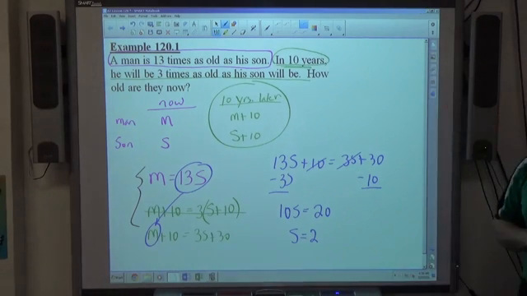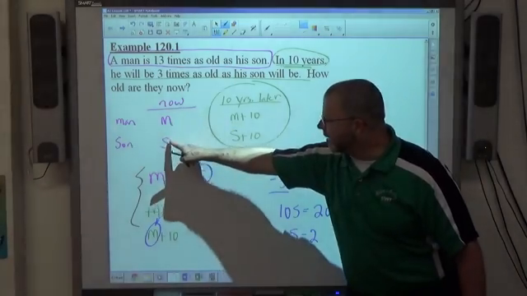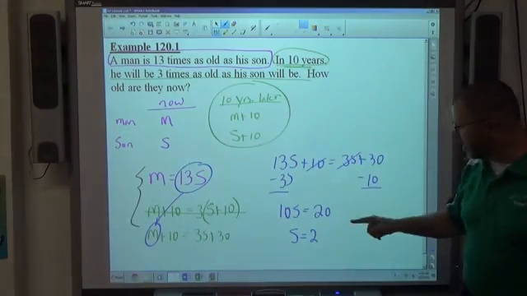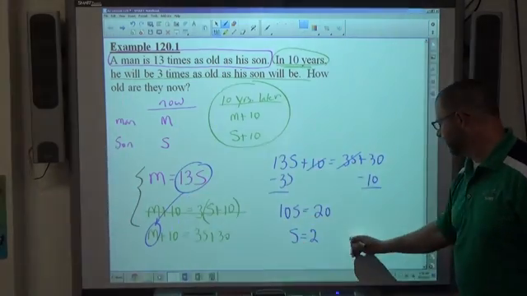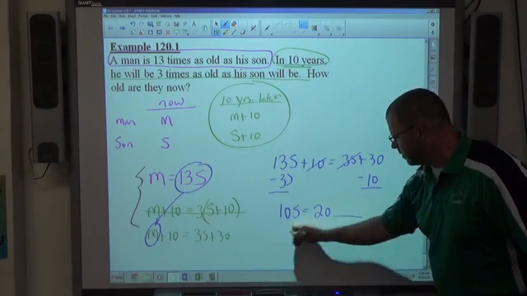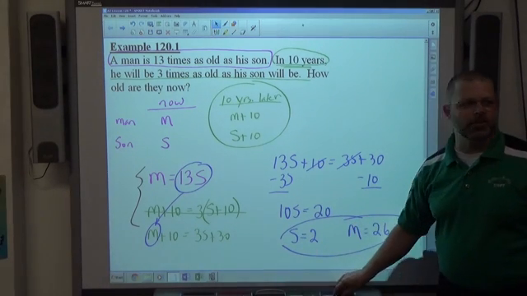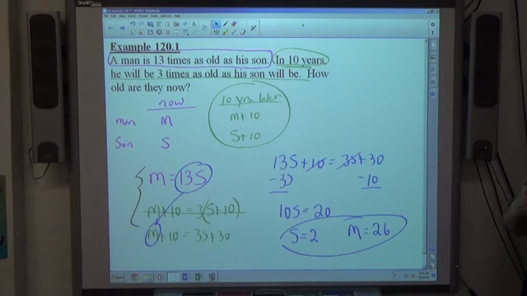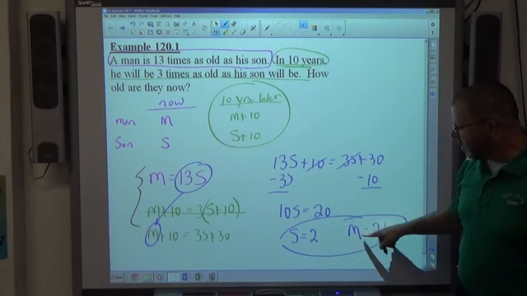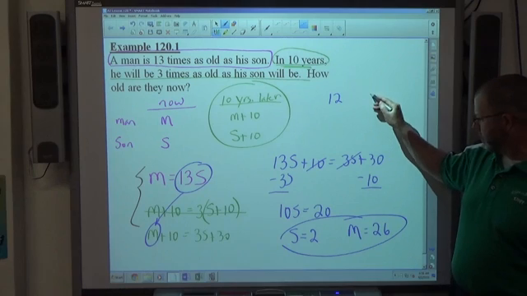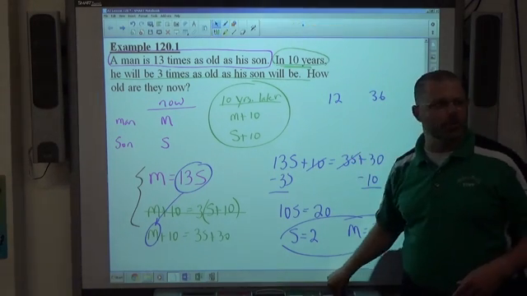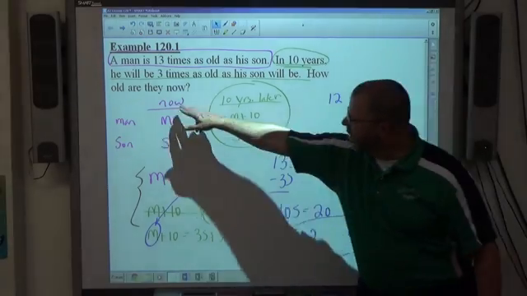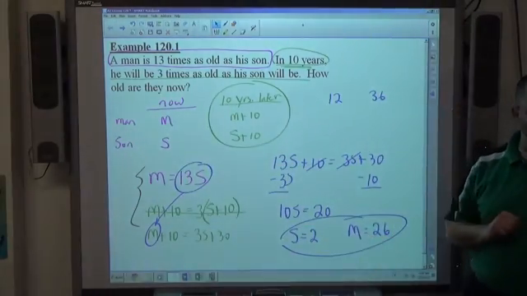The question says, how old are they now? You can see here, now is S for son, M for man. The son is 2 years old right now. The man is 13 times as old as the son. 13 times 2 is 26. So the man is 26, the son is 2. I want to verify the correctness of that. If I add 10 years to both these people, the son will be 12, the man will be 36, right? 36 is 3 times as big as 12. So everything worked out like it should have with those answers. But again, the right now ages, right now M and S, make sure you get those answers in that manner.